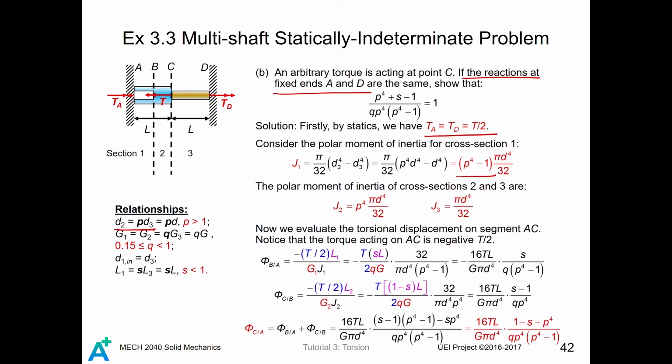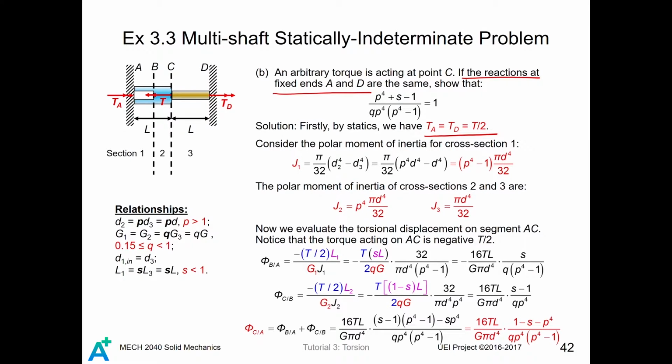D2 equals PD, D3 equals D. Then we just substitute it in to get P to the power 4 times D to the power 4. Well, D3 is simply D, so it is just D to the power 4. Then you will have this content in this bracket. Similarly, the polar moment of inertia of cross-sections 2 and 3 can be found in this way.